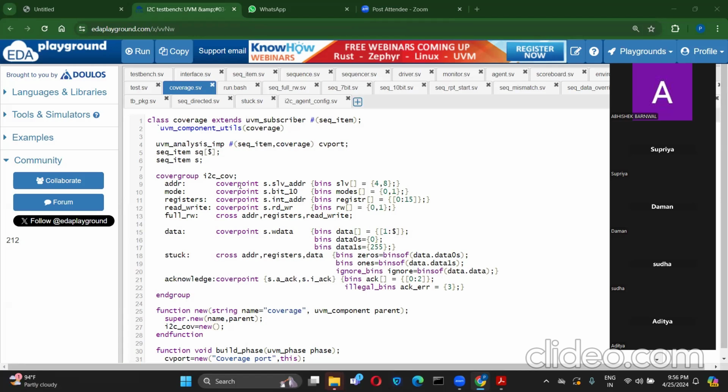Means in the sequence item, we will be having these variables. You again can think, where are these variables coming from? But here they would already have been declared. So that's why we are using dot and trying to access those.